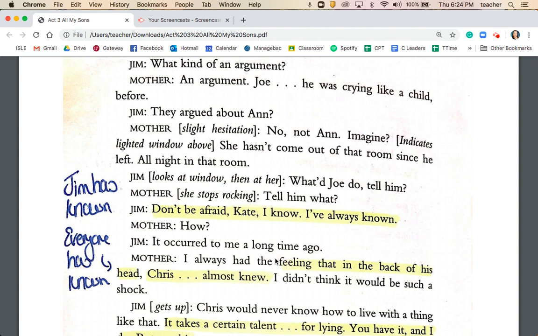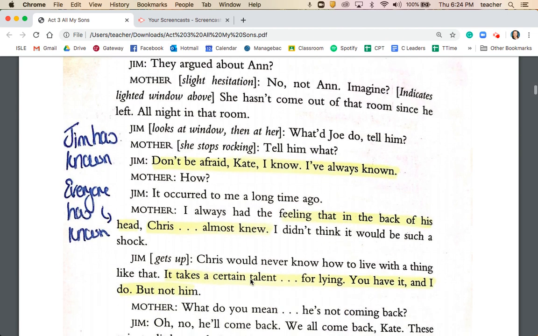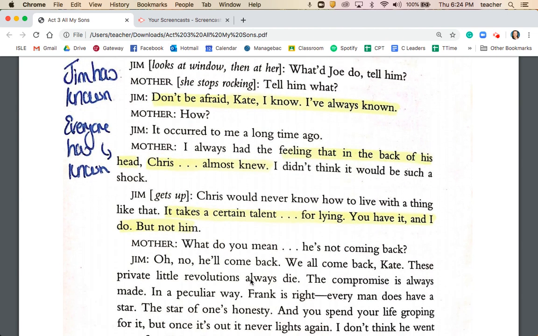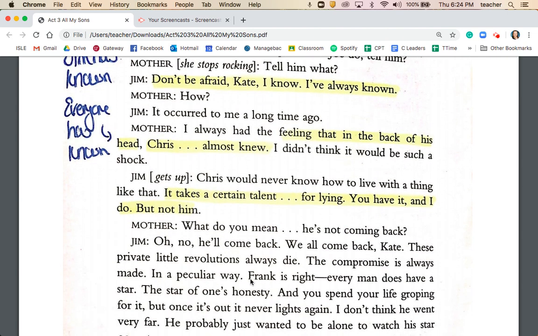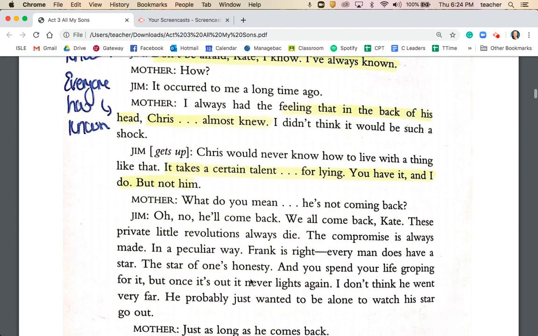And Mother even suggests that she thinks Chris actually knew. He had that feeling in the back of his head. Chris almost knew. It's this idea that the characters were unwilling to face the reality and the truth of what Joe had done here. And that's important.